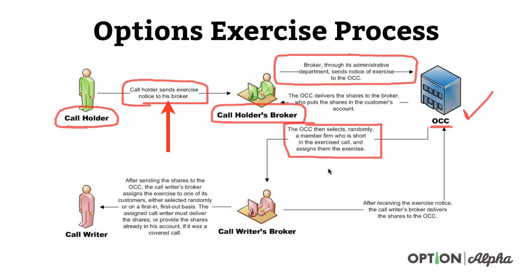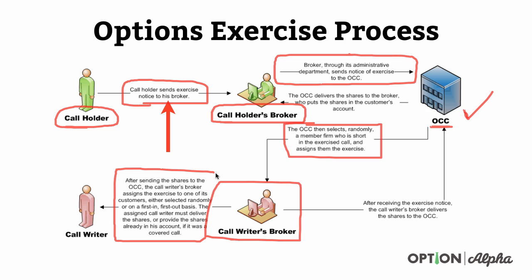It's all randomly done. So the first thing that happens again is the OCC randomly selects a member firm. So they can select your firm or randomly select a different firm. From there, the firm will select on a random basis some of their clients that have those short options. So again, random firm, check. Random assignment of the call seller, okay? And at that point, the call seller will then deliver the shares back through the process, okay? So this is, again, the options exercise process.